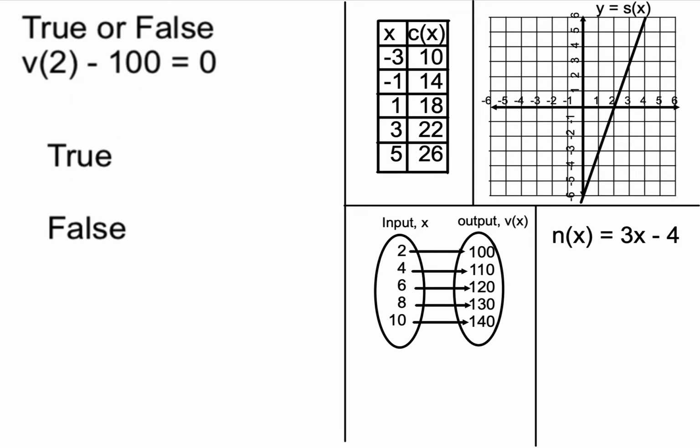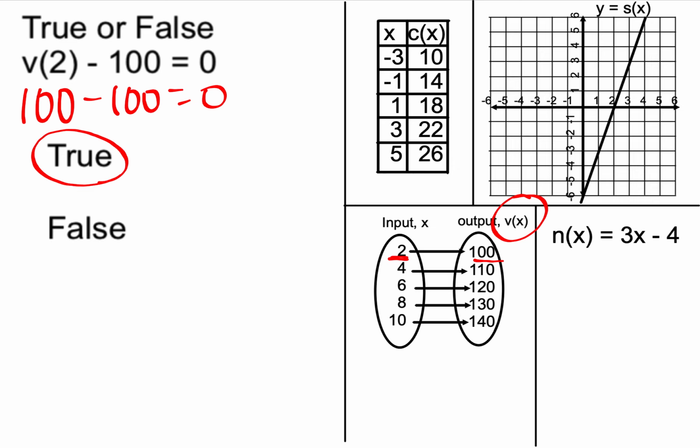Okay, another true or false. V of 2 minus 100 is 0. Well, V of x is my mapping diagram. V of 2 is 100. So this is 100 minus 100 equals 0. Well, that is true. 0 does equal 0.